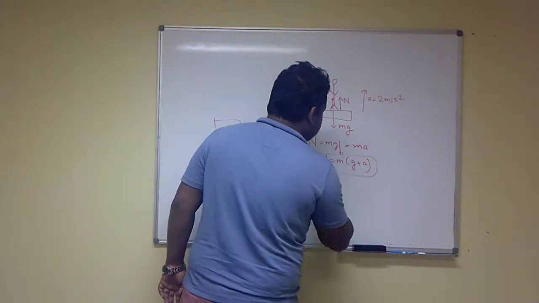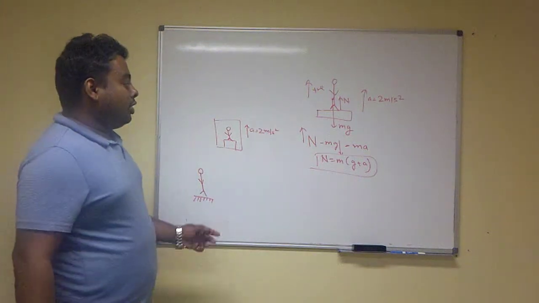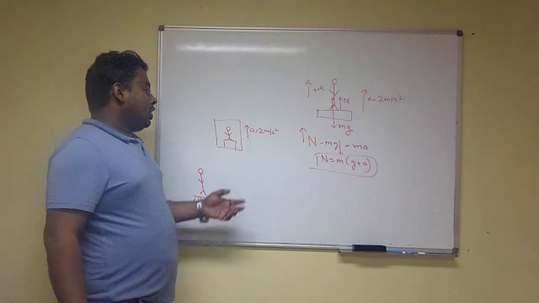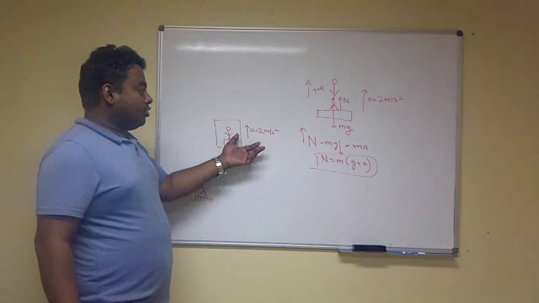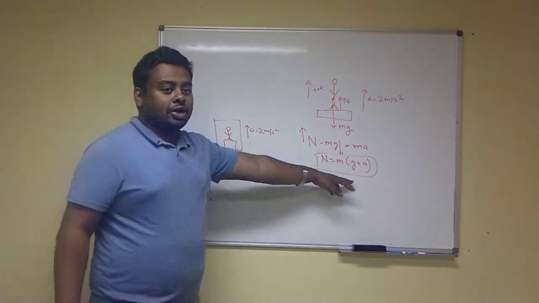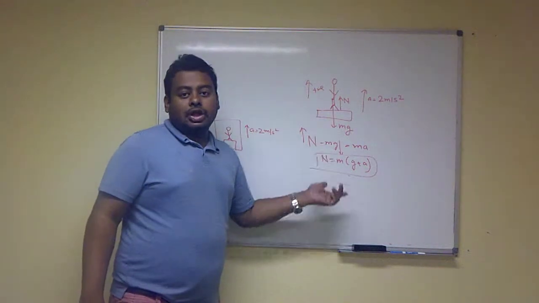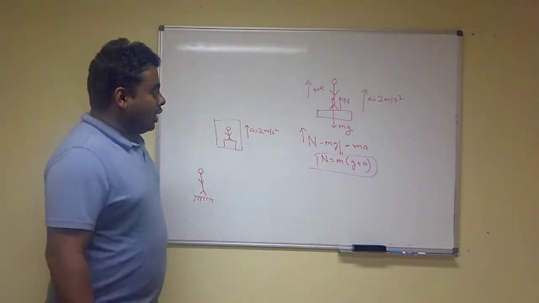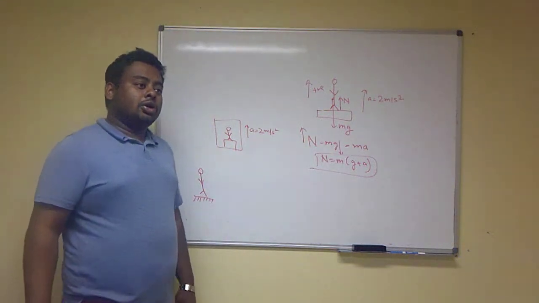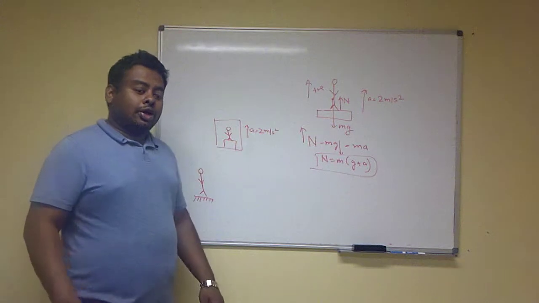So the normal force when you are in an elevator, and let's say you are going up with an acceleration of 2 meters per second square or whatever, will get added to your g, which is 9.8 meters per second square, and you will feel that you are putting more weight on the elevator.